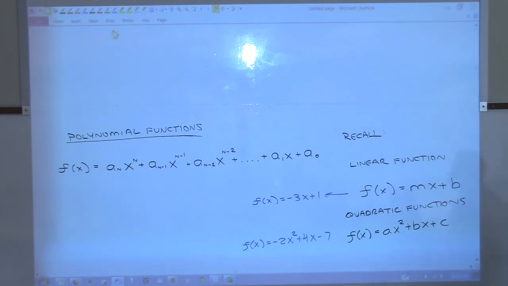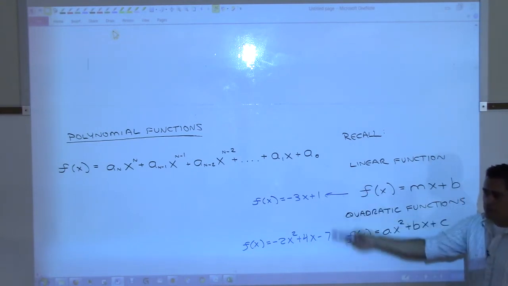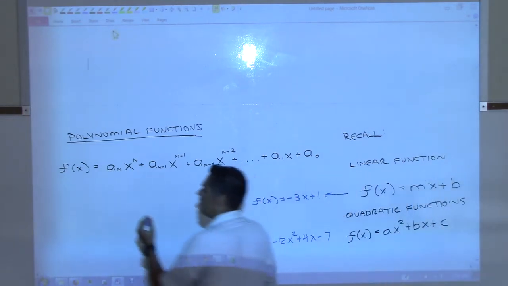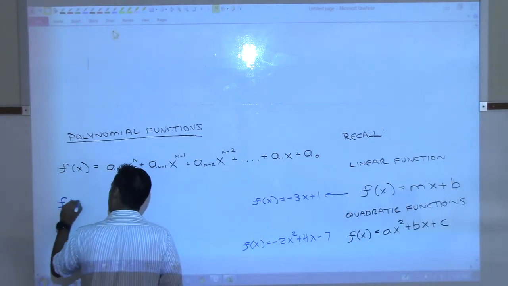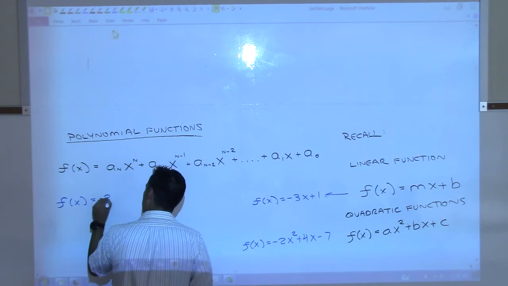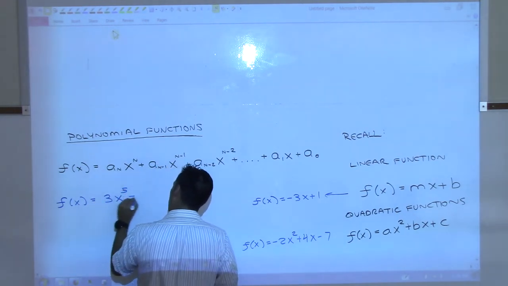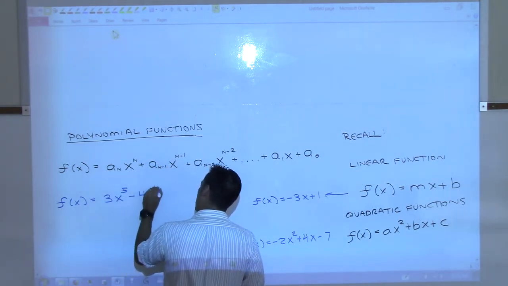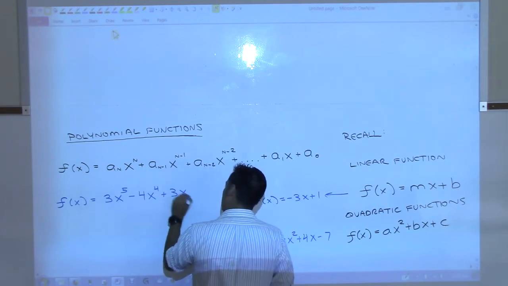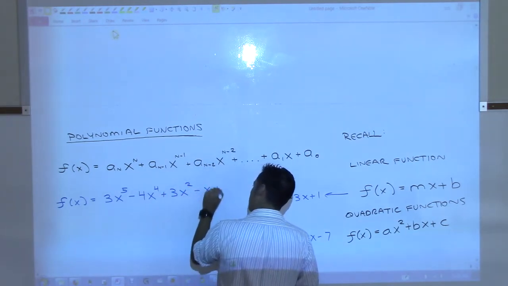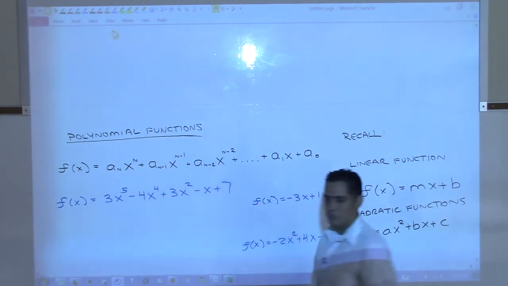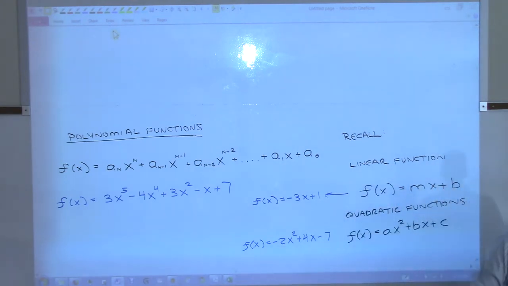So I'm going to give you a specific example underneath this one, all right? Just like I did with this. So here's a specific example of a polynomial function. Maybe something like 3x to the 5th minus 4x to the 4th plus 3x squared minus x plus 7. All right? That's an example of a polynomial function.